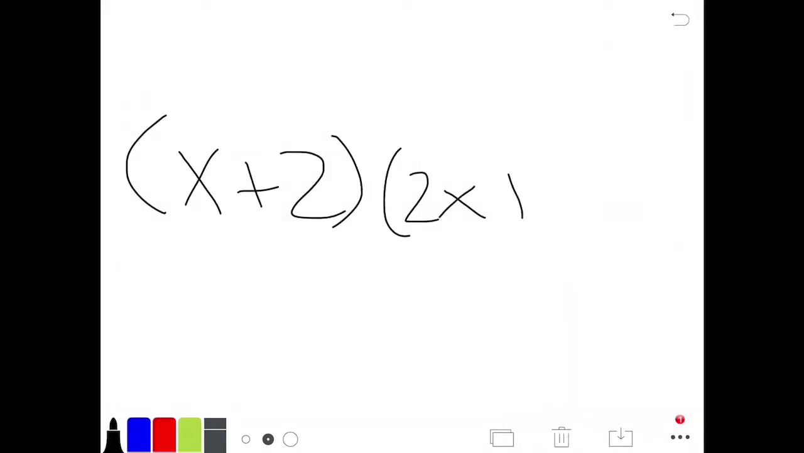Today I'm going to teach you how to factor by using the method FOIL. Now FOIL stands for the first, the outer, the inner, and the last term in the equation. Now we have x plus 2, 2x plus 3.